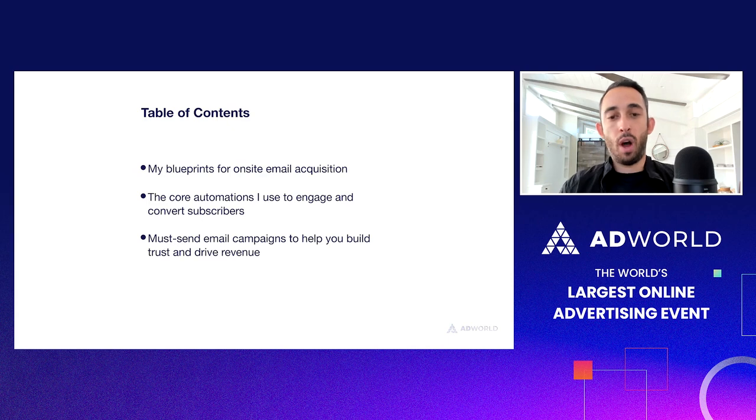Now let's dive into why you guys are here. What you're going to learn today is as follows. You're going to understand my exact blueprint for on-site email acquisition, which is super important to make sure you can drive engagement and revenue from your email list. We're going to go through the core automations that I use to engage and convert new or existing subscribers. And then we're going to talk about my must-send email campaigns that will help you drive trust and ultimately drive revenue from your list of customers and subscribers.